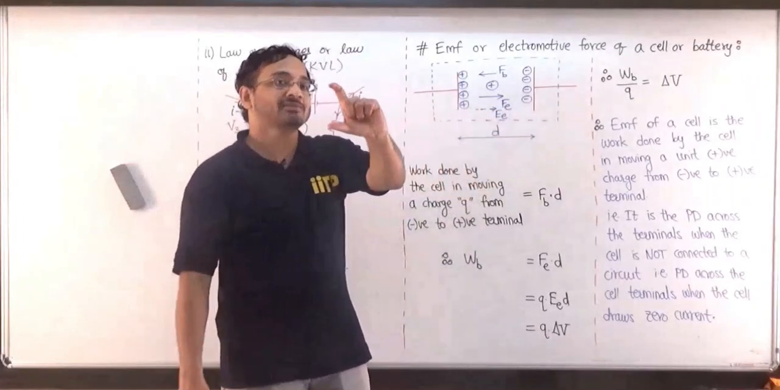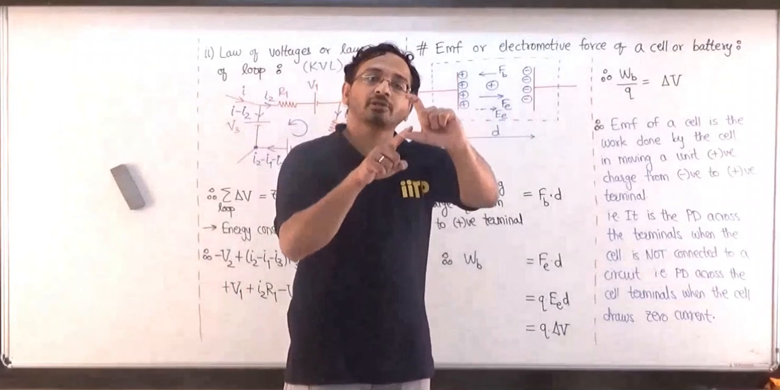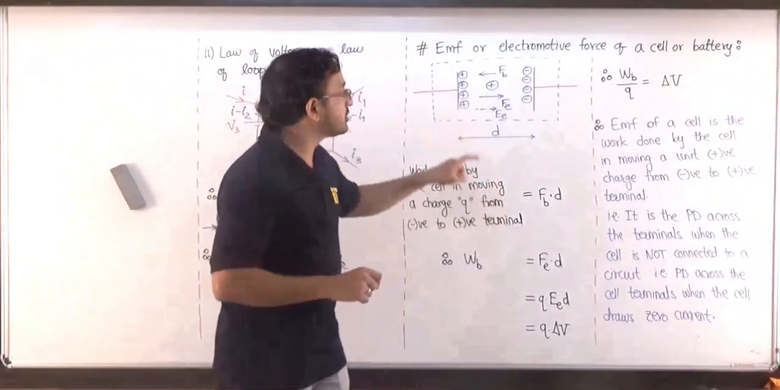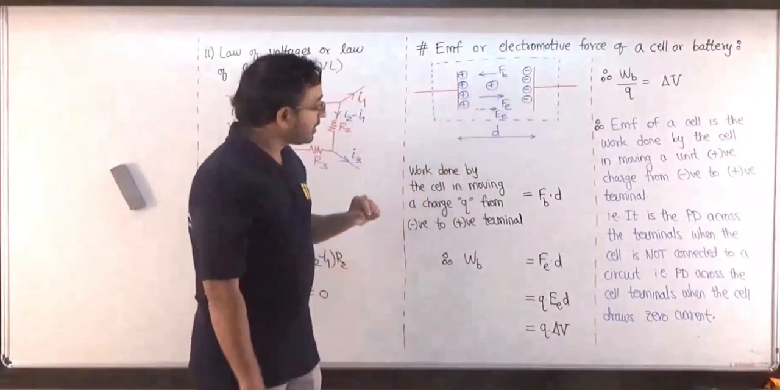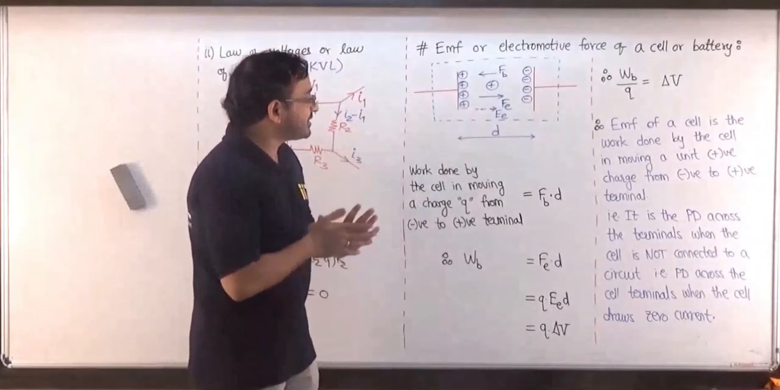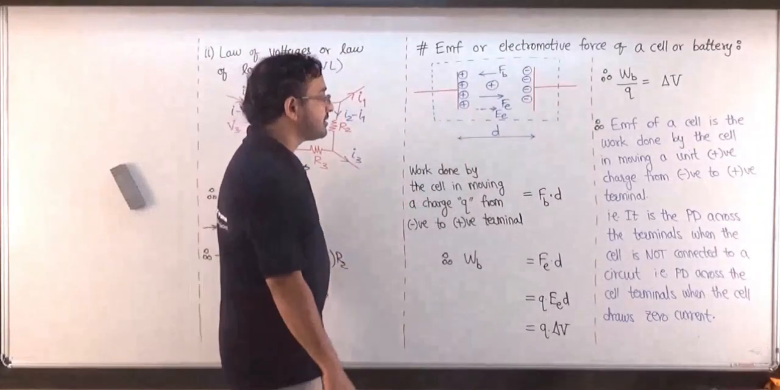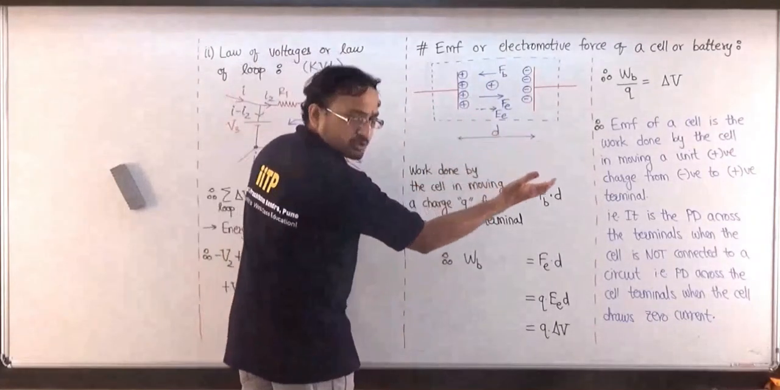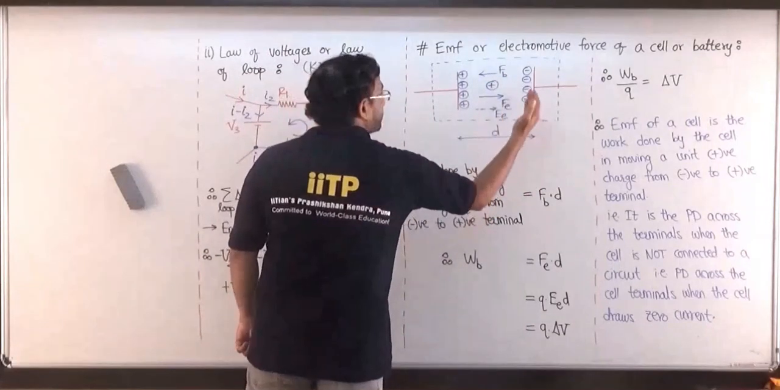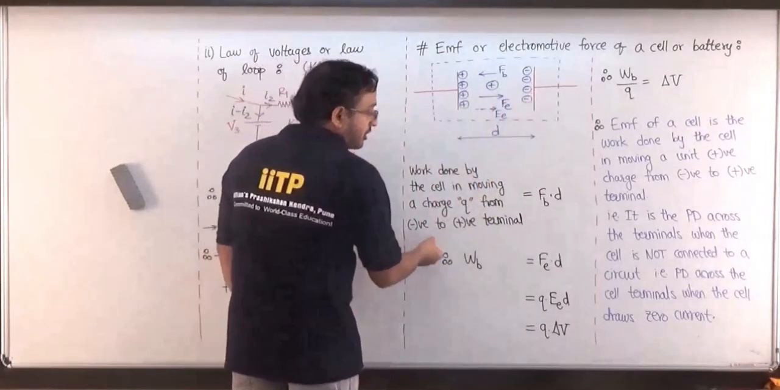So when you hold the cell in your hand like that, and one is positive and the other is negative, what you are holding in your hand is this situation. So I am interested in finding what is the work done by the cell in moving a charge Q, of course a positive charge Q, from a negative terminal to a positive terminal. So how much is that?